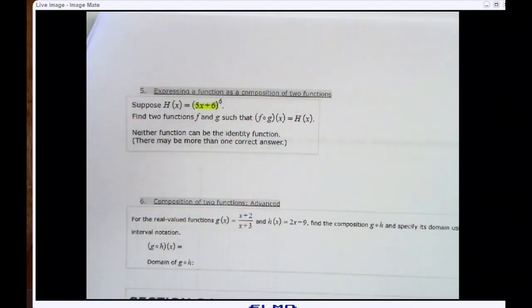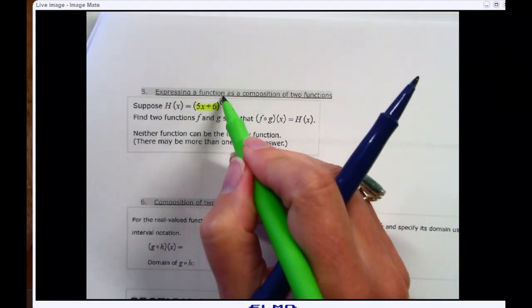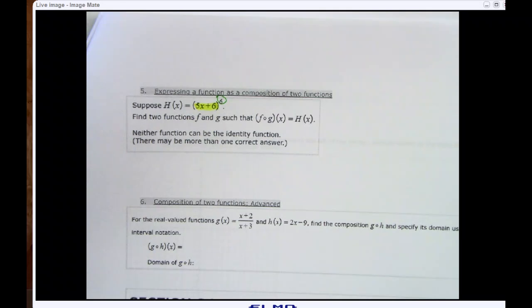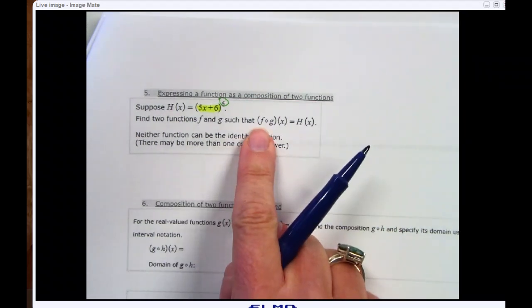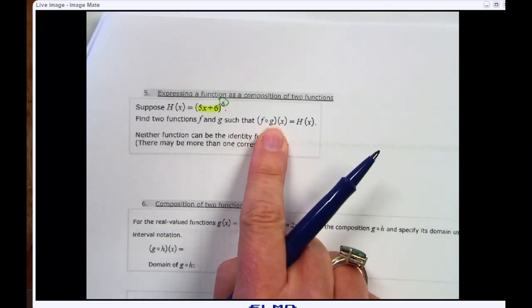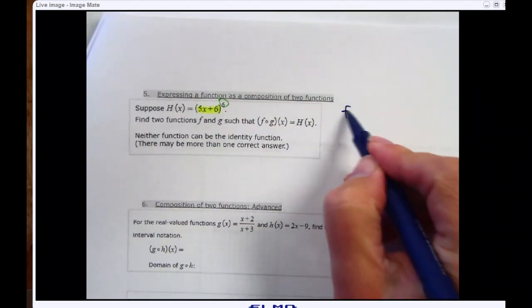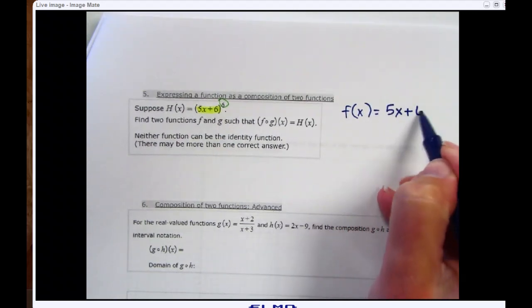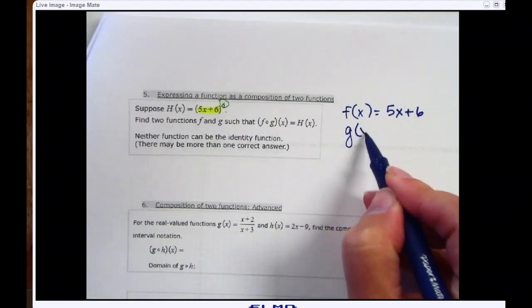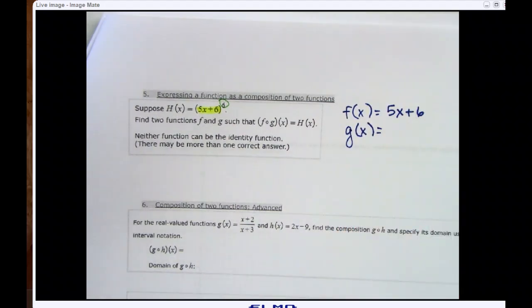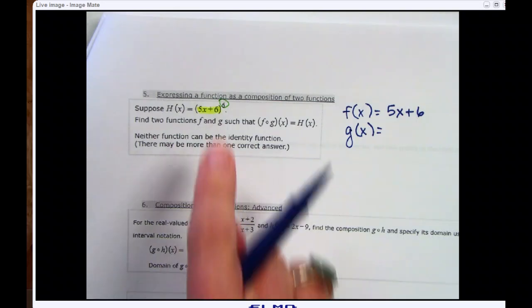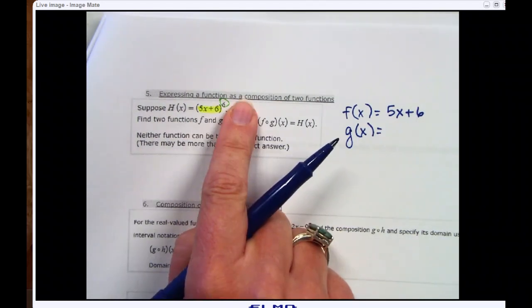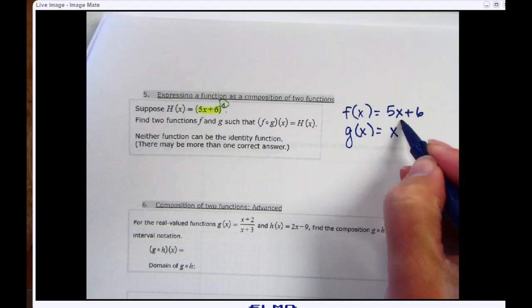I've got that guy, right? And then don't I have something raised to the 6th? So if one of my functions is f, and the other is g, if one of them is the obvious one right there, f of x plus 6, the other one, g of x, would be what? Something raised to the 6th, x raised to the 6th.